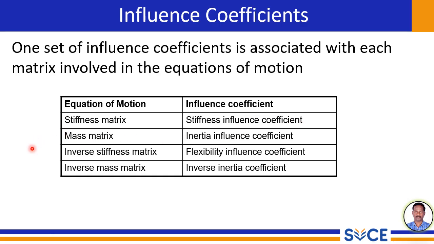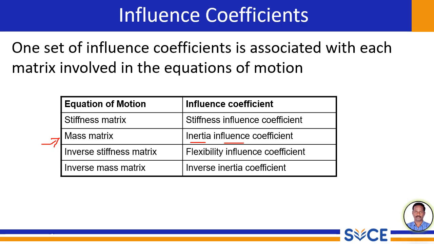Next, we have the mass matrix. The influence coefficients associated with this mass matrix are called inertia influence coefficients. These coefficients relate the forces required to produce unit accelerations at different degrees of freedom.